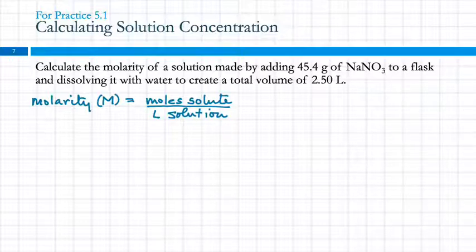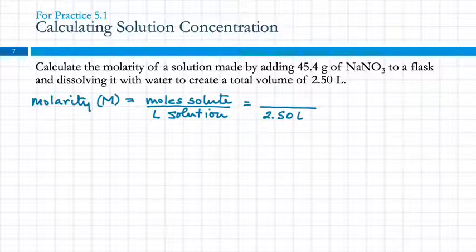So if we want the molarity of this solution, we need to know how many moles of solute there are in how many liters, and then we divide and get an answer. Do we know how many moles of solute there are? No, they gave us a mass. We can figure it out, but we have to do a separate calculation. Did they give us the liters of solution? They did. So let's fill that part in at least. So 2.50 liters of solution.